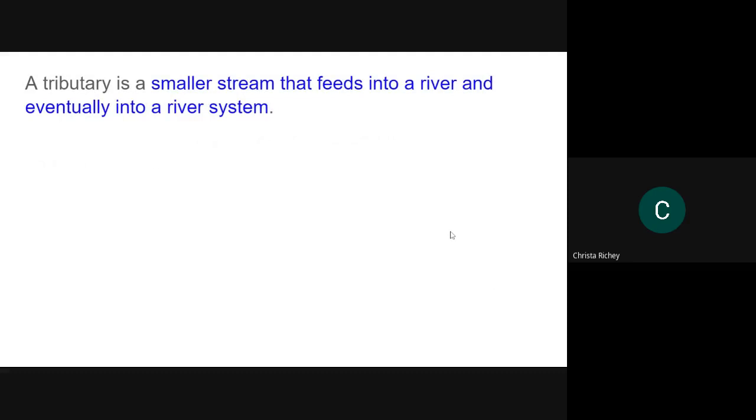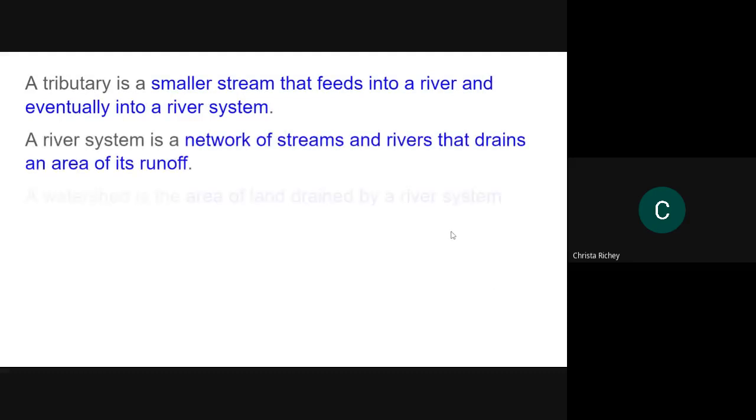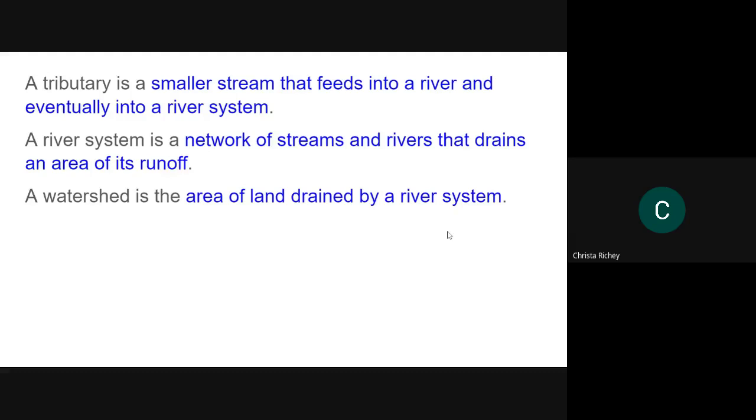Okay, tributaries. I mentioned this word a couple times yesterday. A smaller stream is going to feed into a larger stream or river or flowing body of water, not a lake, okay, not a sea. The smaller streams that contribute to the system are called tributaries. They pay tribute, they give, and they add to the larger system.